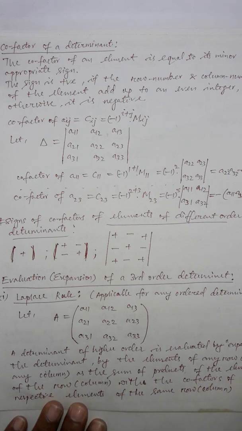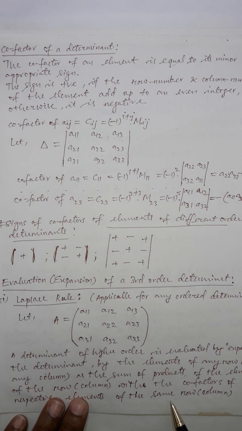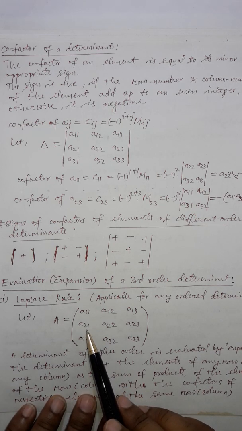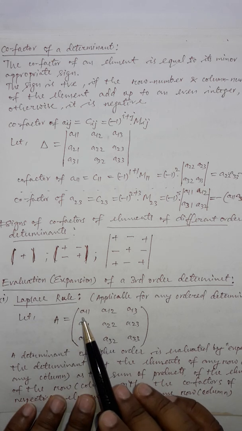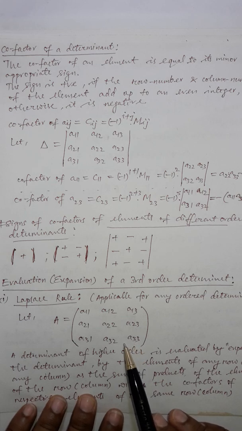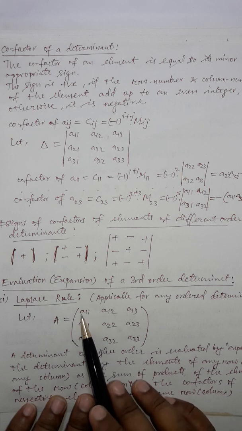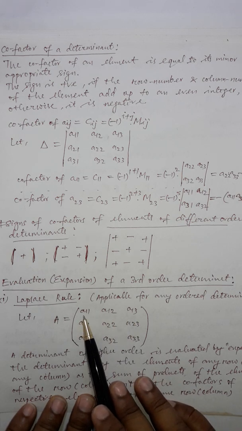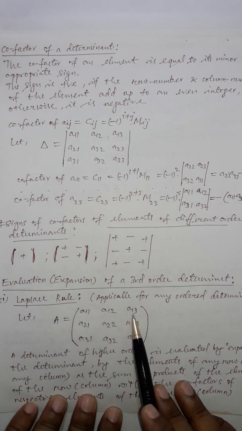product of the elements of the row or column with the cofactors of the respective elements of the same row or column. That means, you can calculate the determinant of this matrix A with the help of any particular row or particular column. But for that, you have to first of all choose a row or column. Say you are choosing the first row.